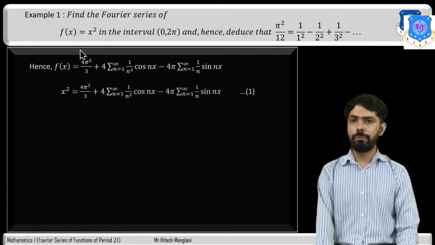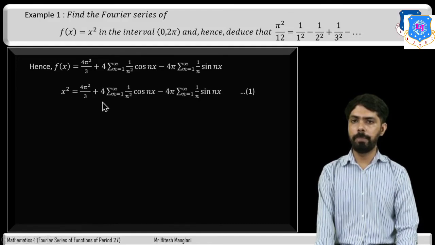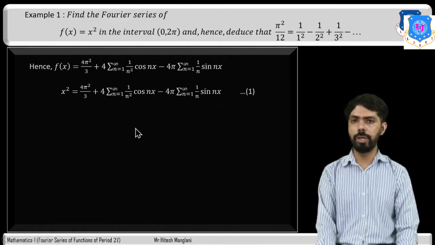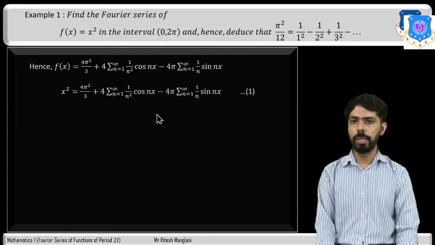So here f of x is x square, therefore x square is equal to 4 pi square divided by 3 plus 4 into sigma n equal to 1 to infinity 1 divided by n square into cos nx minus 4 pi into sigma n equal to 1 to infinity 1 divided by n into sin nx. So this is the Fourier series of the function x square in the interval 0 to 2 pi.